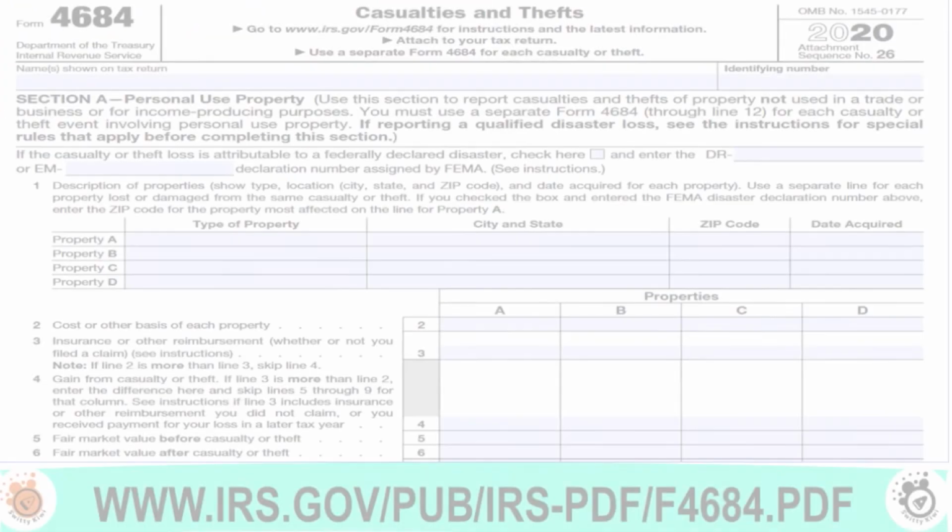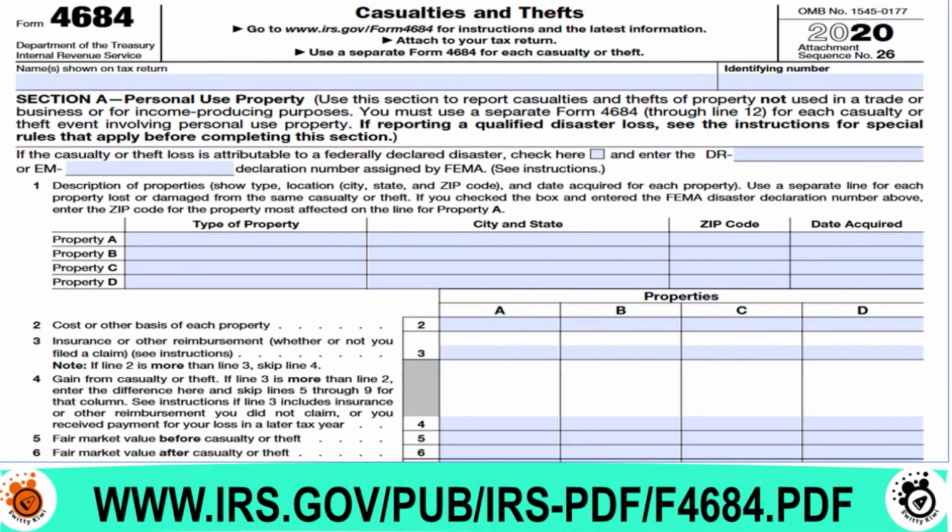And I'm showing you right now on the screen Form 4684. This is where you include all your casualties and thefts. The form is pretty self-explanatory. We also have here the permalink of that form on the IRS website. And this is a very important form, especially if you have to report casualties and thefts.